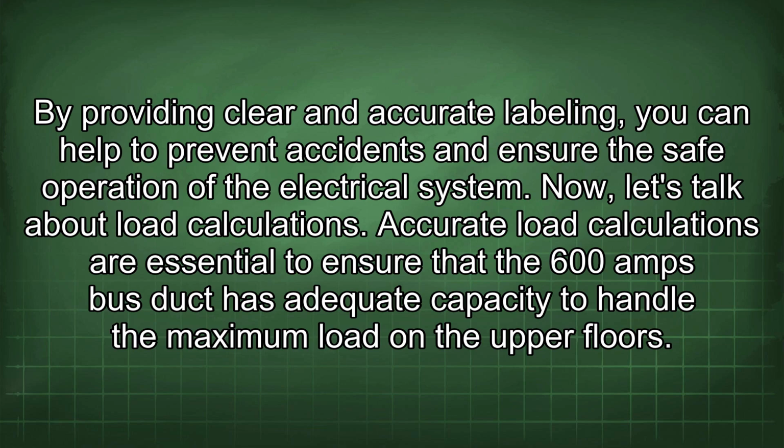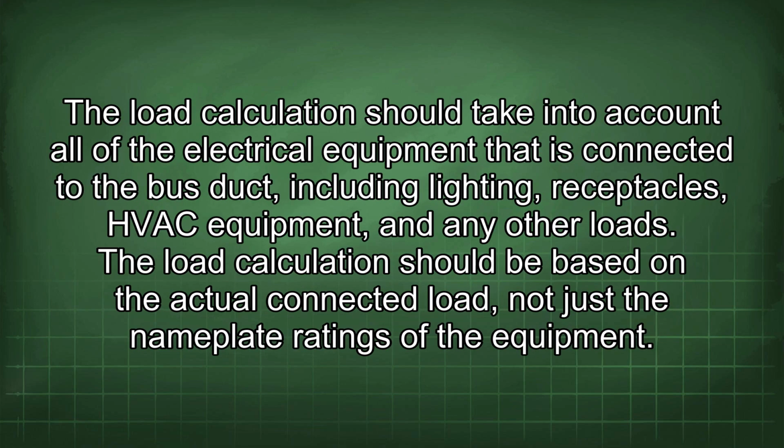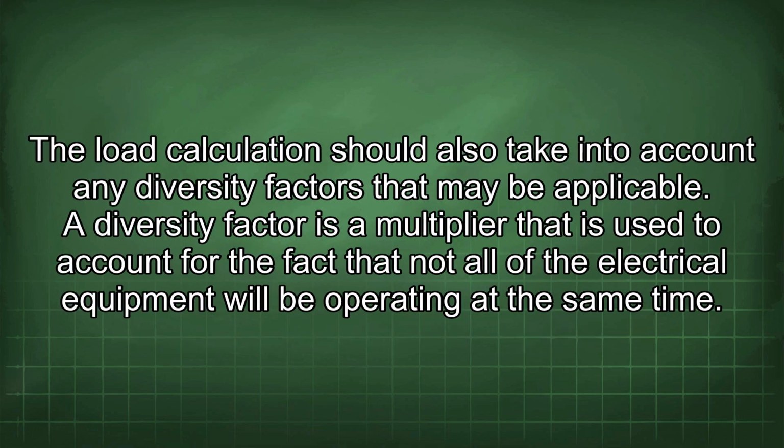Accurate load calculations are essential to ensure that the 600 amp bus duct has adequate capacity to handle the maximum load in the upper floors. The load calculation should take into account all of the electrical equipment that is connected to the bus duct, including lighting, receptacles, HVAC equipment, and any other loads. The load calculation should be based on the actual connected load, not just the nameplate ratings of the equipment. The load calculation should also take into account any diversity factors that may be applicable.